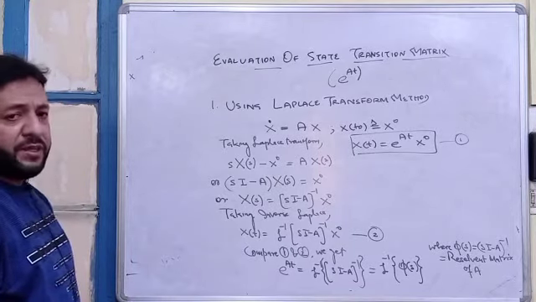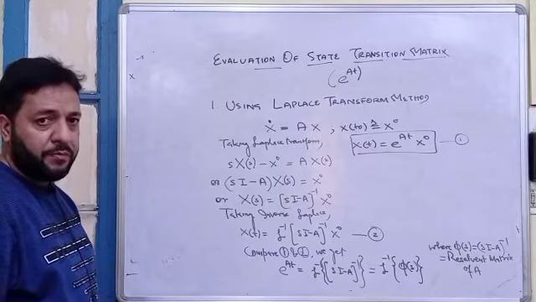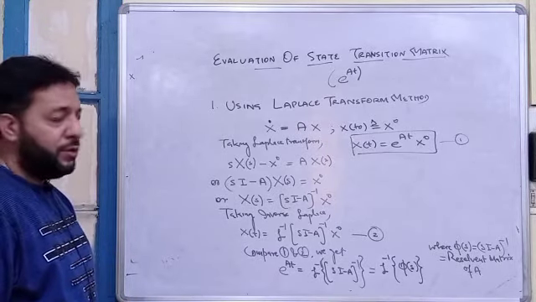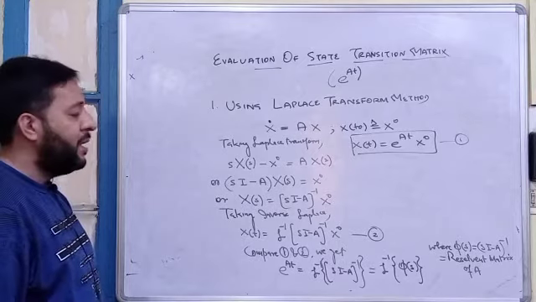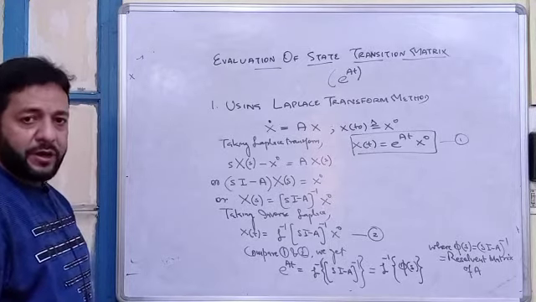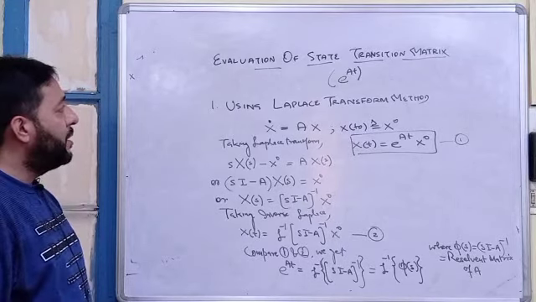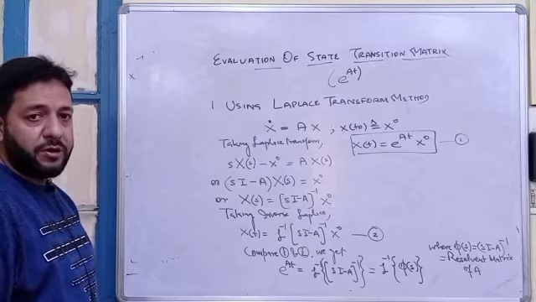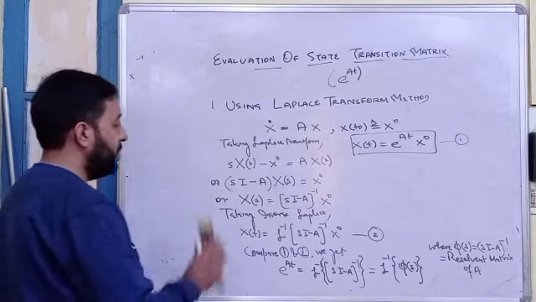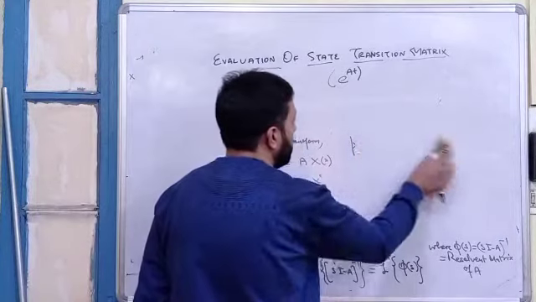So it is an easy way of evaluating the state transition matrix, particularly if the size of A is small. If A is 2 by 2, it is easily solved. But as the size of the matrix increases, evaluating it manually becomes difficult. But this is one of the methods that can be used to evaluate the state transition matrix. So this is method number 1. Now method number 2.